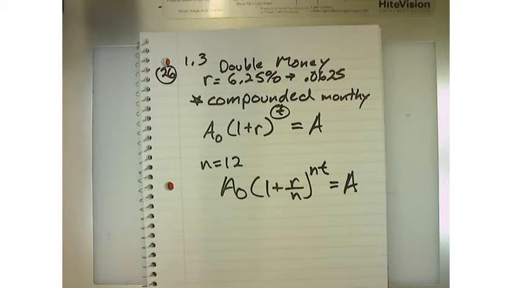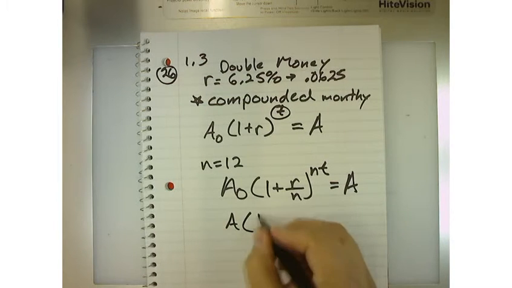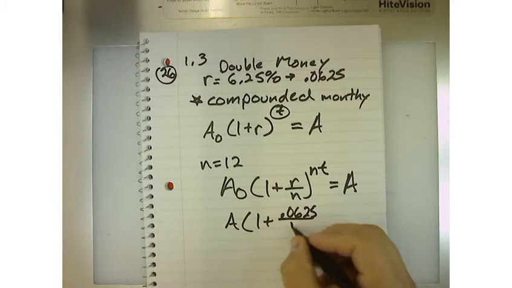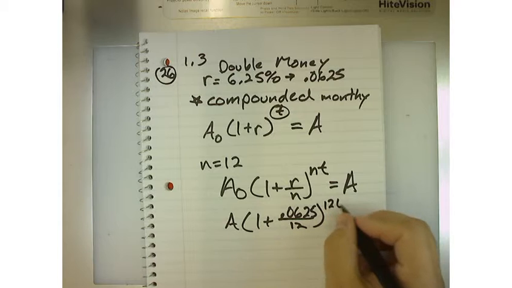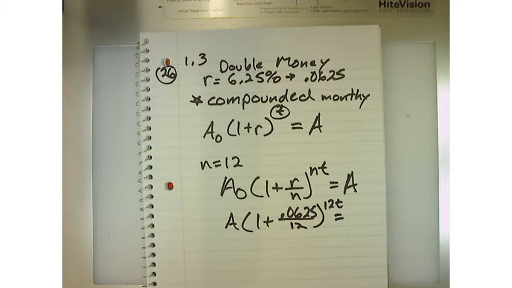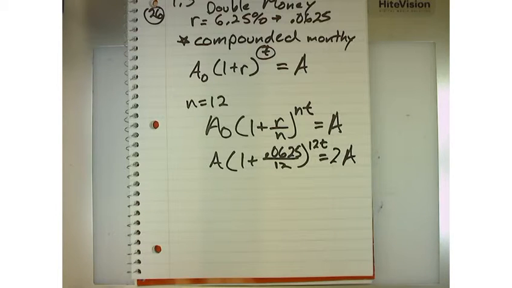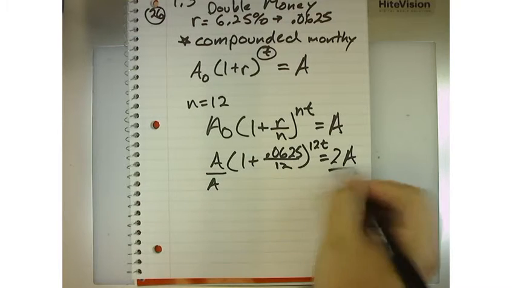All right, and since n equals 12, I almost have everything I need. Here's the problem. What do I start off with? Do we know? No. So I could just say this is A times 1 plus the rate, 0.0625 all over 12, raised to the 12 times t, is equal to, now whatever I start off with is A, so what will I end up with? Double A, or 2 times A, so I'll say 2A. Well, we're not quite done yet. Algebraically, I can divide both sides by A.